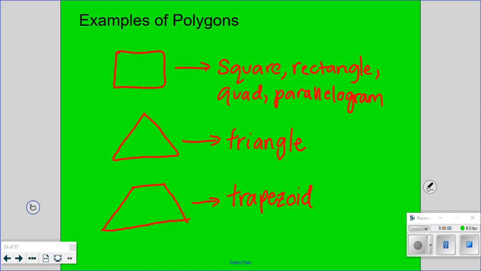Trapezoids and quadrilateral, very good. Trapezoids, remember, have to have that one set of parallel lines. It's not a parallelogram though. It is not, because it only has one set. Remember, a trapezoid can also look like this, because that has one set of parallel lines.